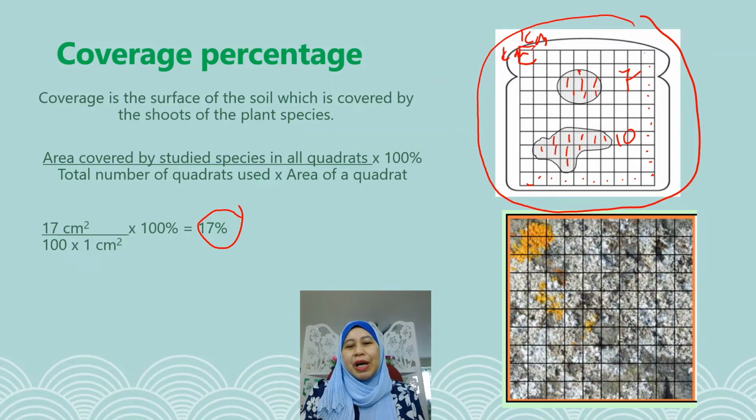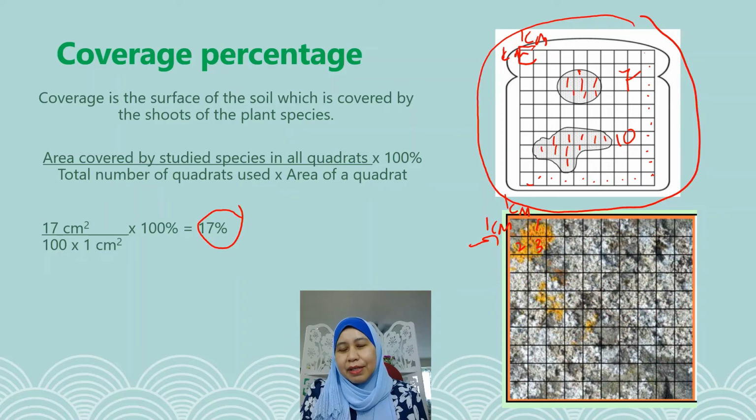Let us try on this lichen, which is on a tree trunk. Okay, the yellow color or the brownish color is the lichen on the tree trunk. Okay, we try to count the area covered. Okay, so which one has more than half? So we have 1, we have 2, we have 3. Okay, the rest are less than half. So we have 3. Okay, let's say again this is 1 centimeter, 1 centimeter.